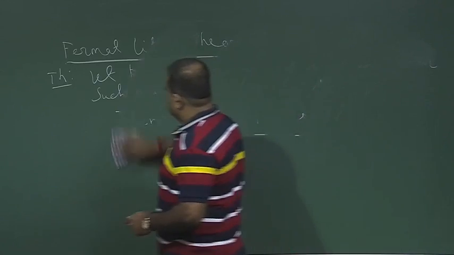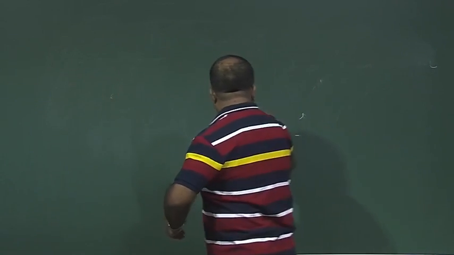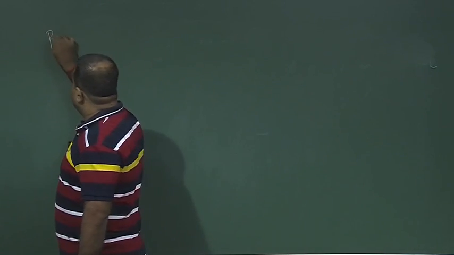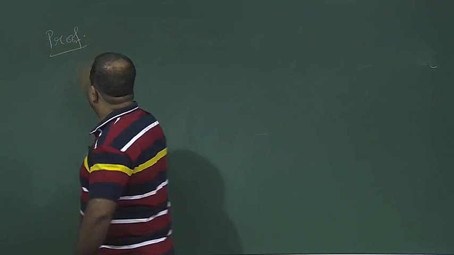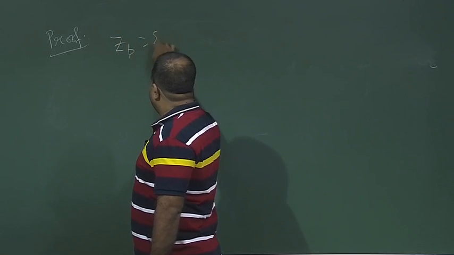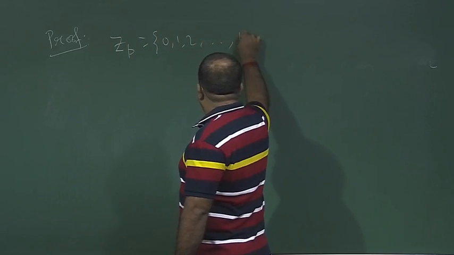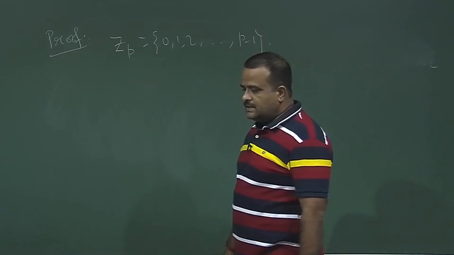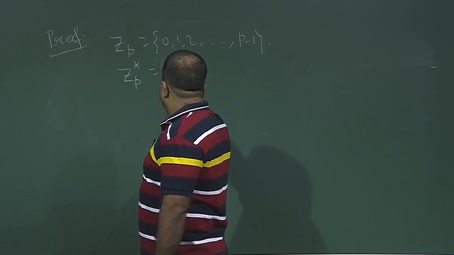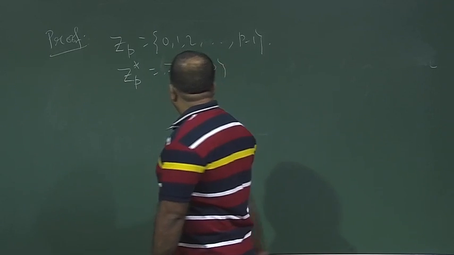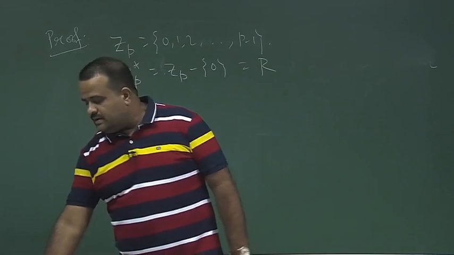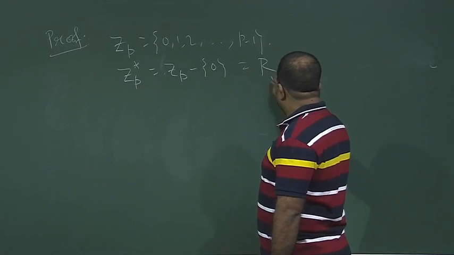Okay, so proof of this theorem. P is a prime. So, let us consider ZP. ZP is nothing but 0, 1, 2 up to P minus 1. And if you take ZP star, the cyclic group, it is basically ZP minus 0. This is also denoted by R. This is called the residue system modulo P, reduced residue system modulo P.